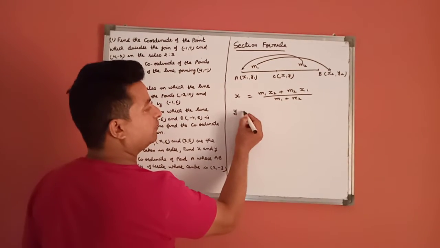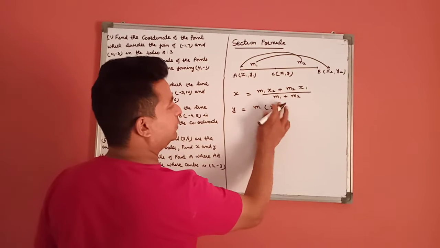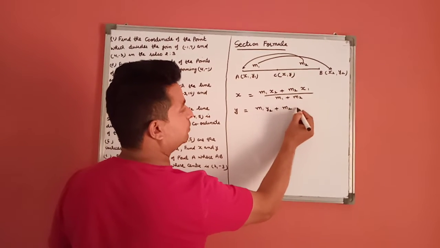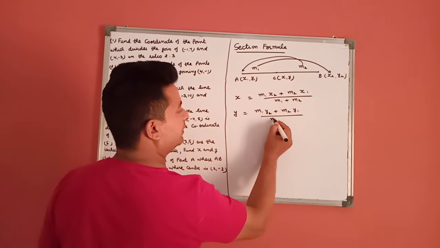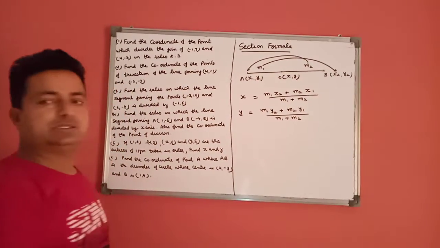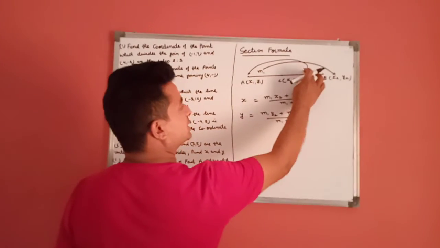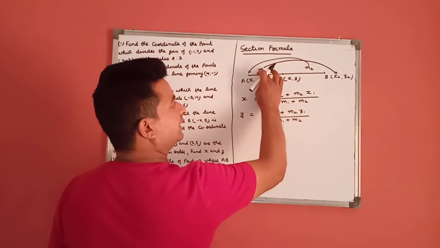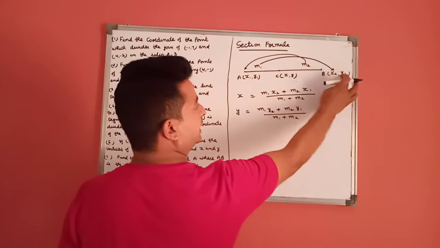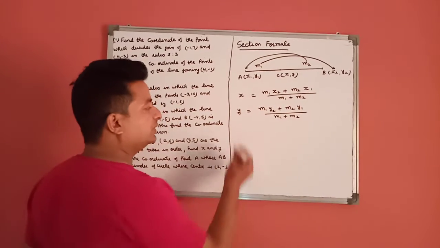This is the value of coordinate x. In coordinate y, it is m1 y2 plus m2 y1 divided by m1 plus m2. This is called section formula, that is m1 x2 plus m2 x1 divided by the sum of this ratio. In y, m1 y2 plus m2 y1 divided by the sum of this ratio.